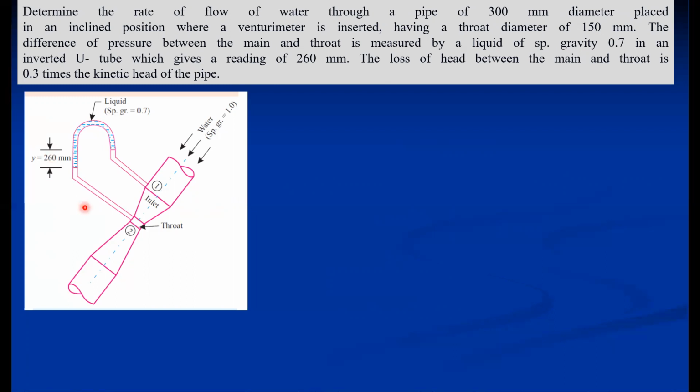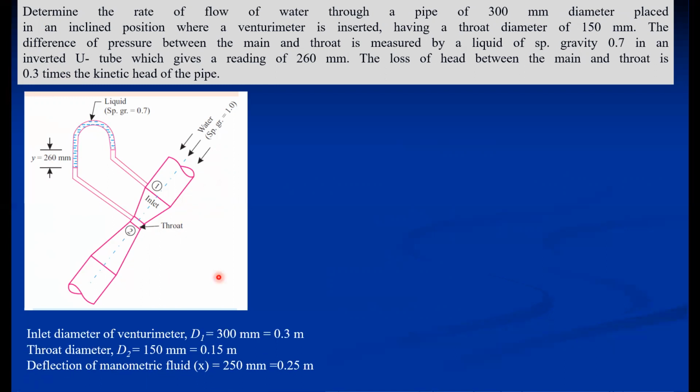The loss of head between the main and throat is 0.3 times the kinetic head of the pipe. So now in this particular case, we have to stick with the first principle because the loss of head is not given in terms of head, it is given in terms of the kinetic head of the pipe. So that is 0.3 into V1 square by 2g. So first of all, write the given quantities: both diameters are given, deflection is given. So here we have to apply Bernoulli's equation between.